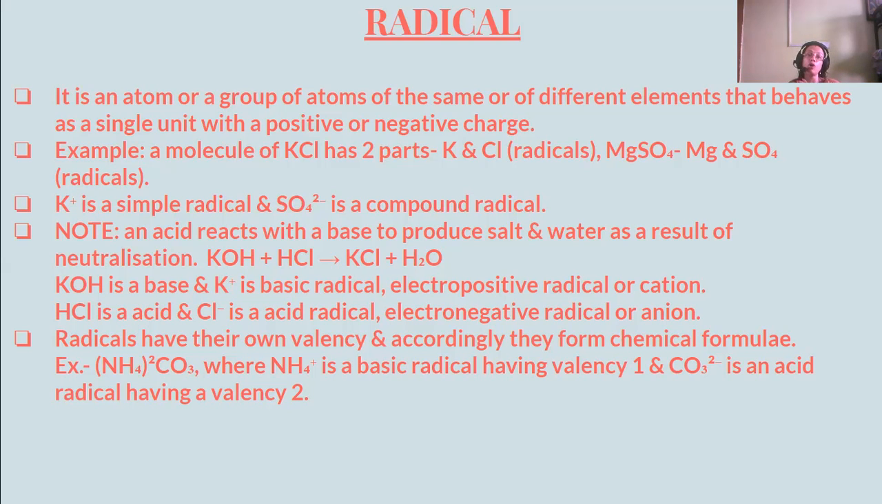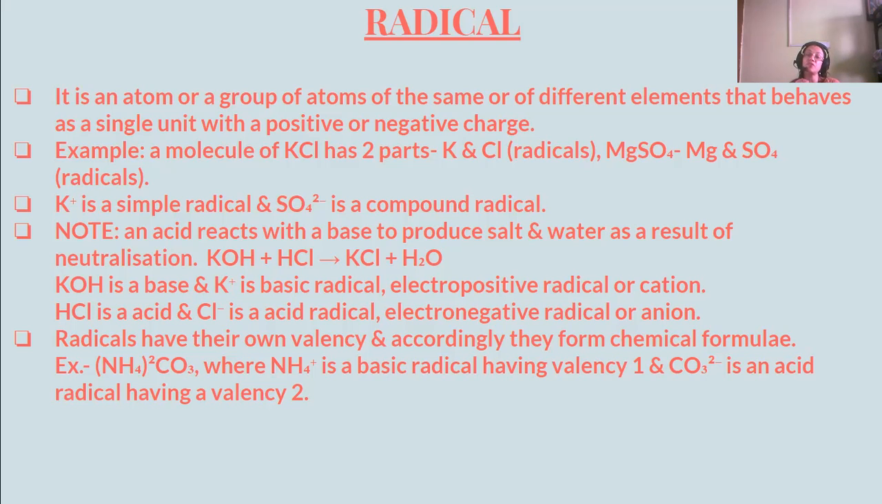For example, see, a molecule of KCl, that is potassium chloride, has 2 parts, potassium and chlorine. So these two are different radicals. Potassium is a positive radical and chlorine is a negative radical. So it's a one atom.